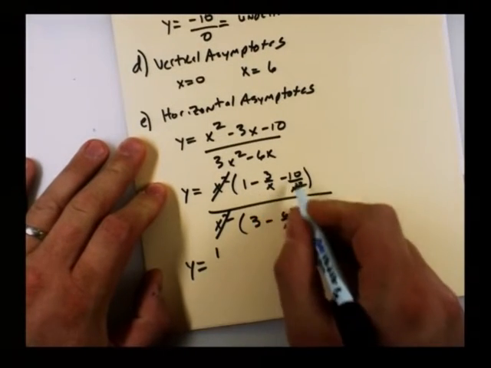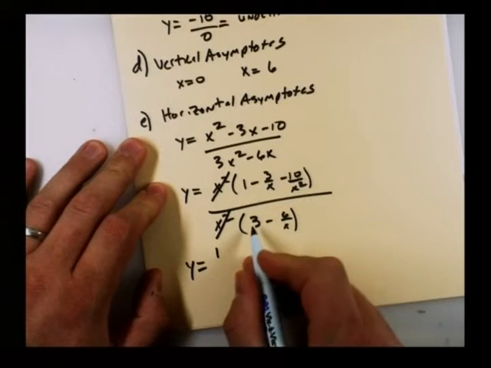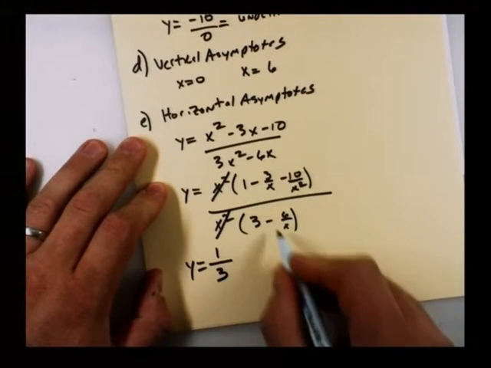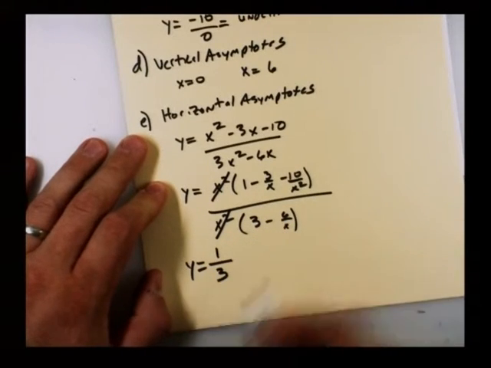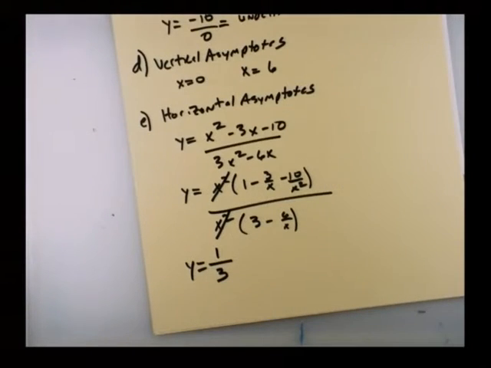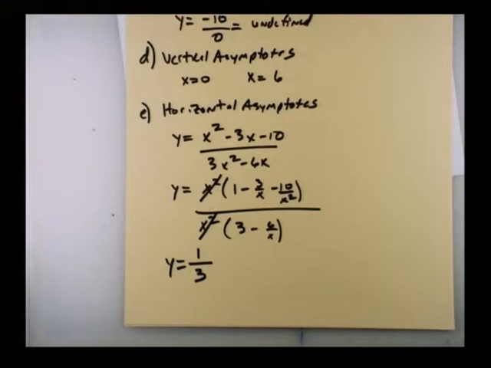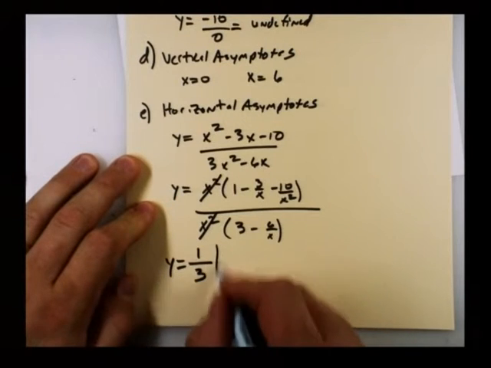This goes to 0. This goes to 0. On the bottom, the 3 stays put. 6 over x goes to 0. So we're left with a 1 on top, a 3 on bottom. So our horizontal asymptote for this, or in other words, as x gets giant, where's our y value approaching? Both as you go to positive infinity and negative infinity, it's approaching y equals 1/3.